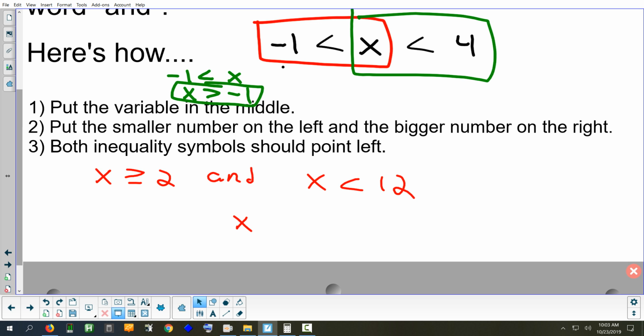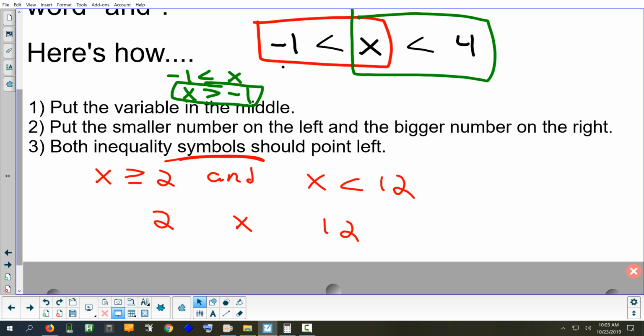Steven? Put the signs down. So symbols and signs are going to come in step 3. Put the numbers, yeah? And put the smaller number on the left and the bigger one on the right. So smaller number on the left, bigger number on the right. And now which way should the symbols point? Left. They both are going to point to the left.